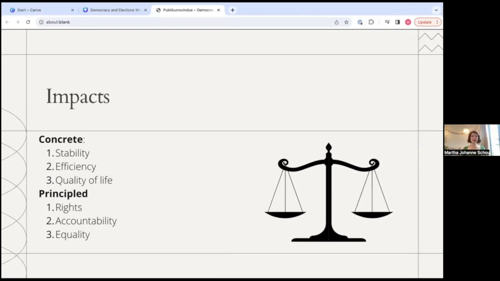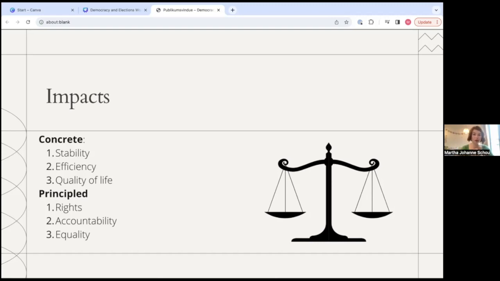Let's talk about some of the key impacts that I typically see in debates about regime types and democracy. I've put these into concrete impacts and principled impacts, because often in debates about regime types and in debates where democracy is being discussed, either side will have either a principled or a concrete type of impact. In terms of the concrete impacts that a regime type can have, you can talk about stability. I've already talked about why that's important. The question of efficiency: how fast can you get policy out to the citizens that's going to improve their lives, going to change their lives in any way?